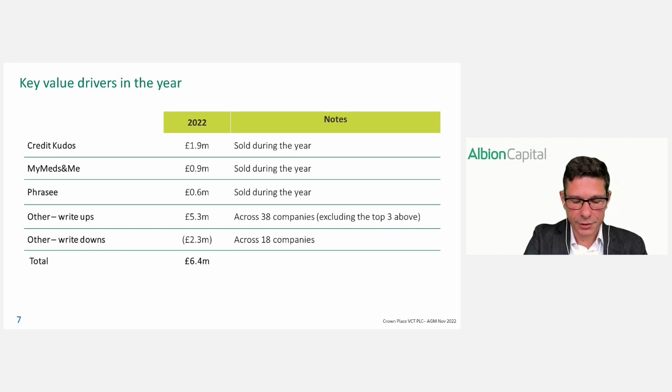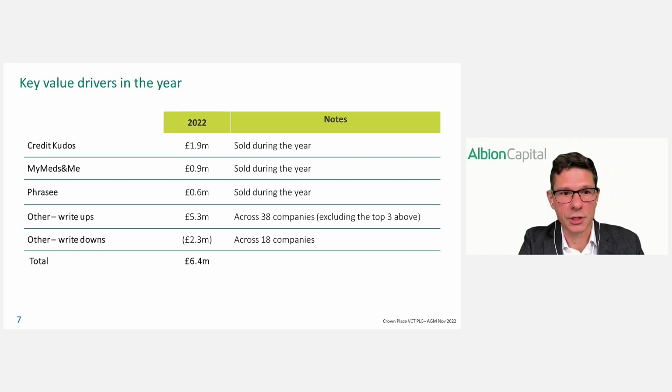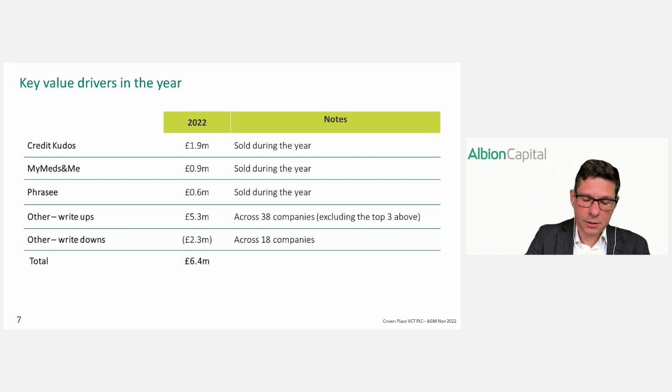Now, what were the key value drivers? The total increase in the value of the portfolio was 6.4 million, as can be seen at the bottom of this slide. The main contributors to this were the 3 investments that were exited during the period: Credit Kudos, MedicineB, and Frazee, and I'll speak to each of them in a bit more detail in a minute. All the write-ups were spread across 38 companies, so very broadly, and contributed 5.3 million to the total. They were offset partly by write-downs in 18 other portfolio companies. So as you can see, quite broad movements across both write-ups and write-downs. Next slide, please.